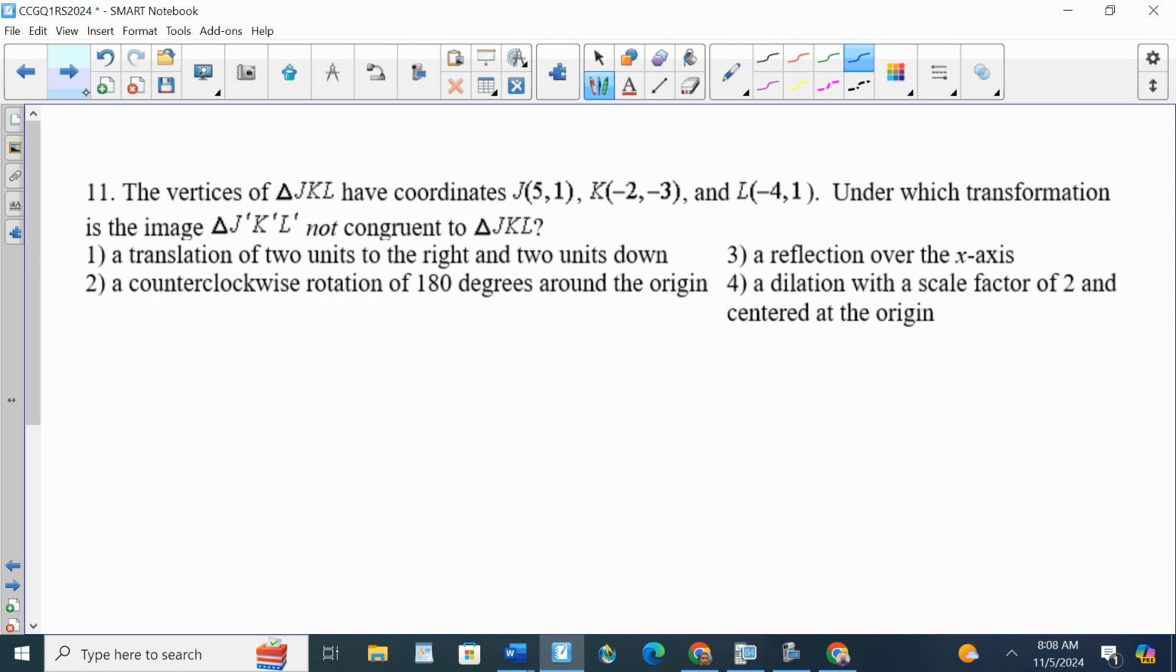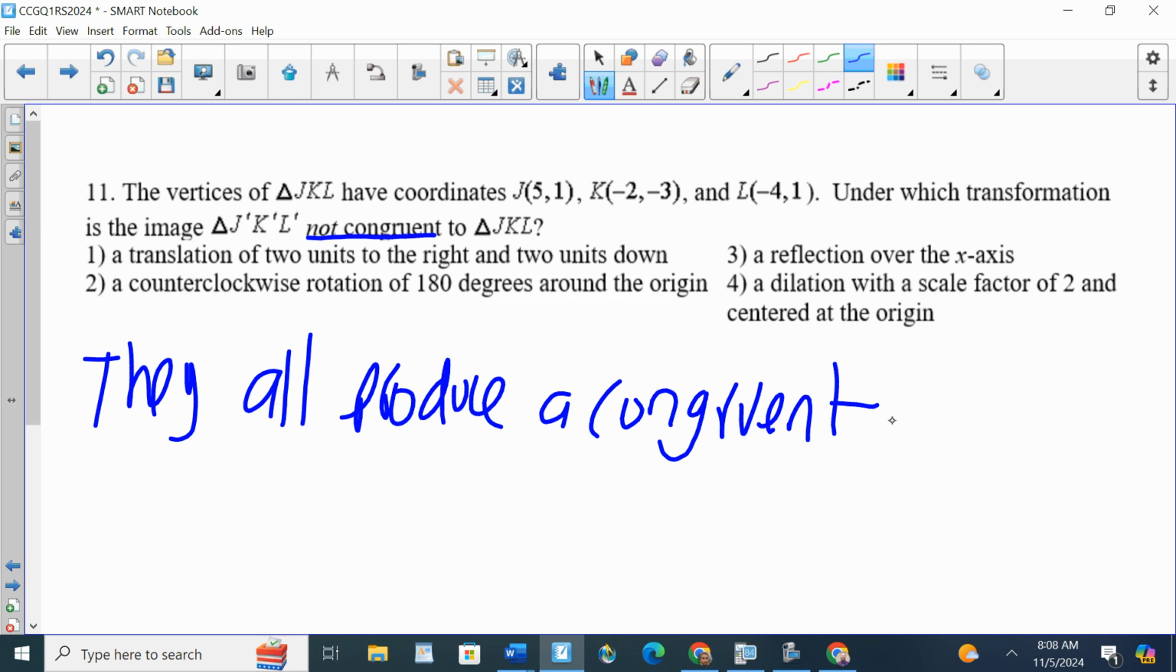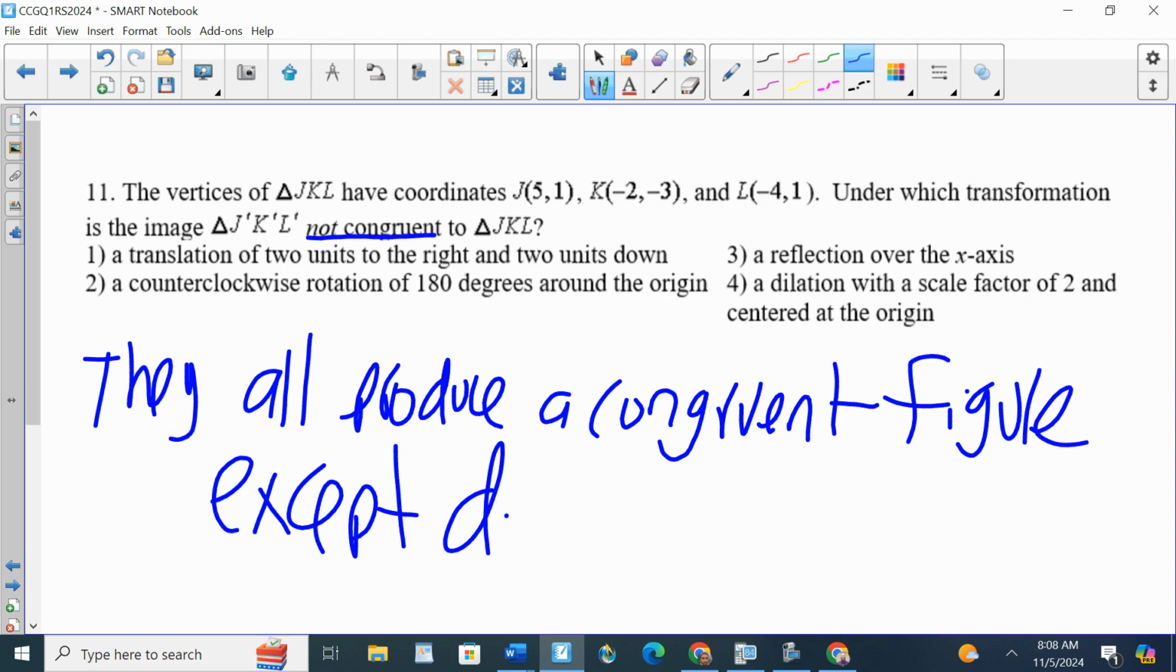Under which transformation is the image not congruent? Well, all transformations, they all are rigid motions. They all produce a congruent figure except dilation. Dilation, by definition, changes size. If the size is changed, it's not congruent to the original. So this is probably the easiest question to get correct on your quarterly exam. If it says which does not produce a congruent figure, the answer is always dilation. That's it. Moving on.